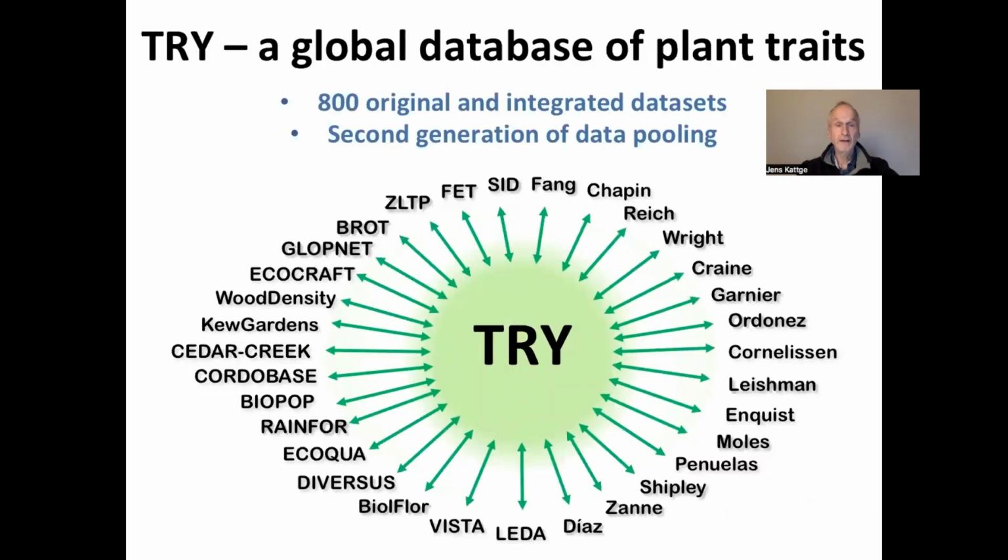By this, TRY has evolved to a global database of plant traits. We have included about 800 original and integrated data sets, such that it is a second generation of data pooling.